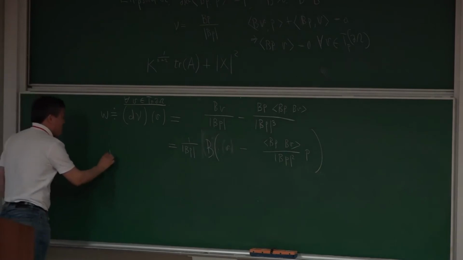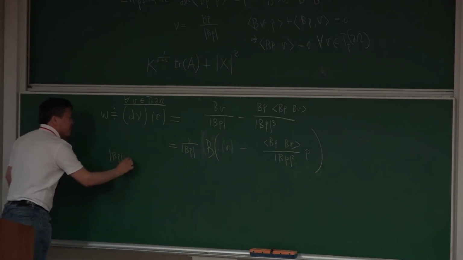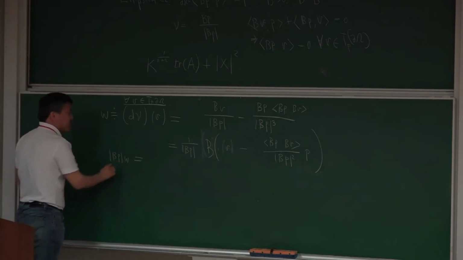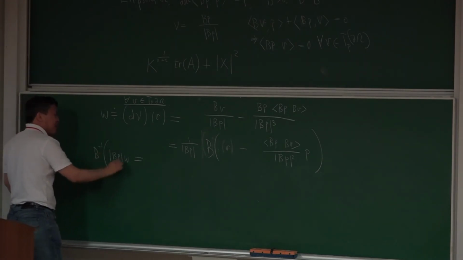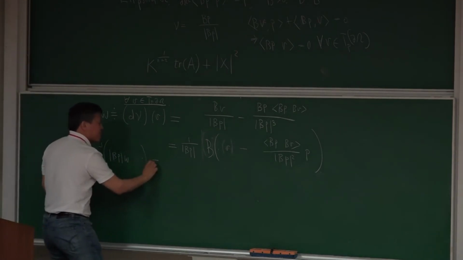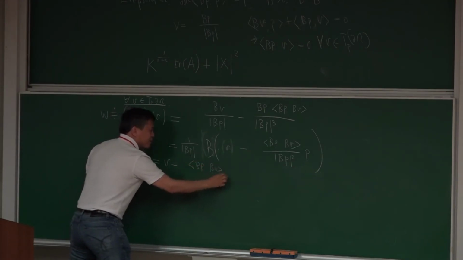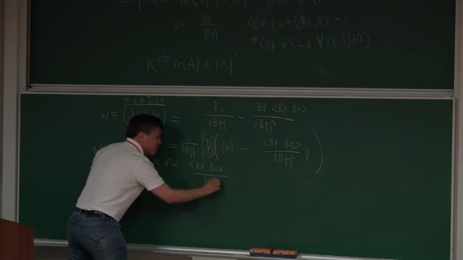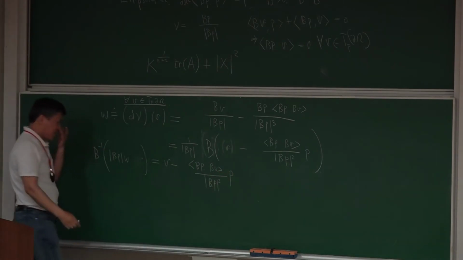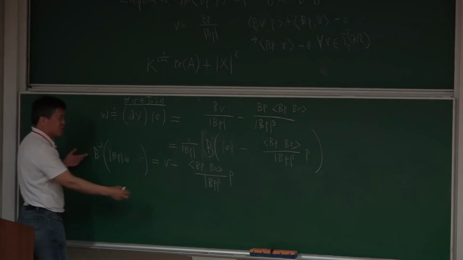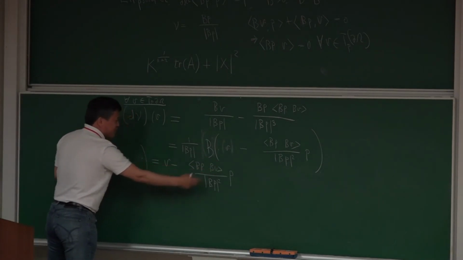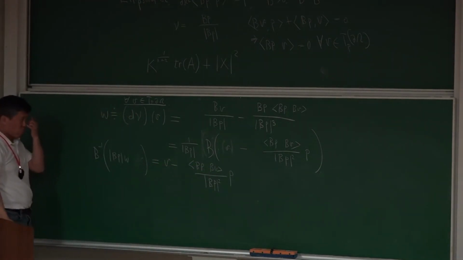It's very easy to see. You can take B inverse of that, which equals V minus BP BV divided by BB squared into P. So if you want to do inversion formulas, you have to resolve this, because this is V. You want to write it in terms of W. Right? So what are you going to do to get a W?